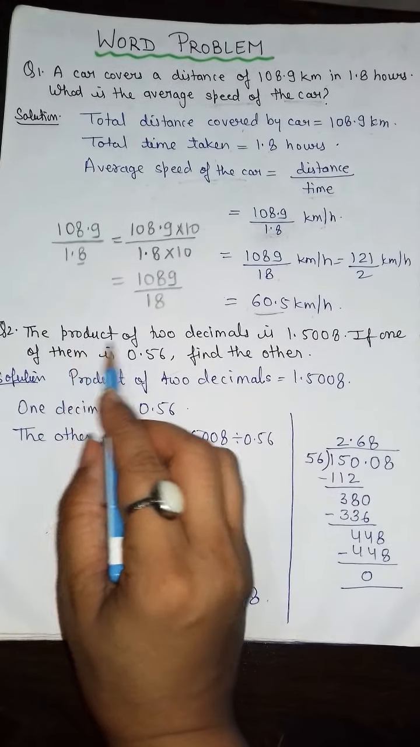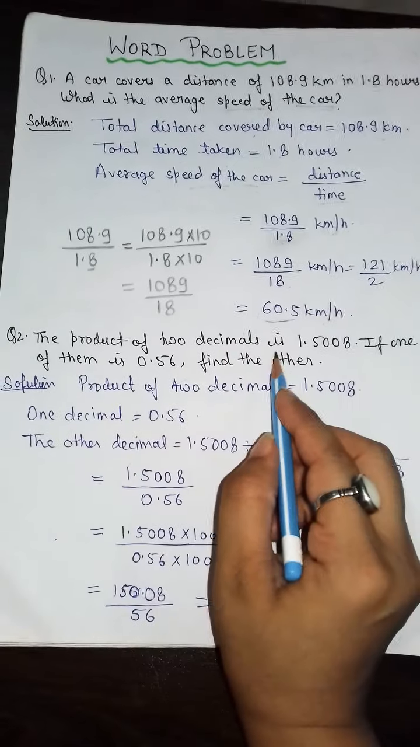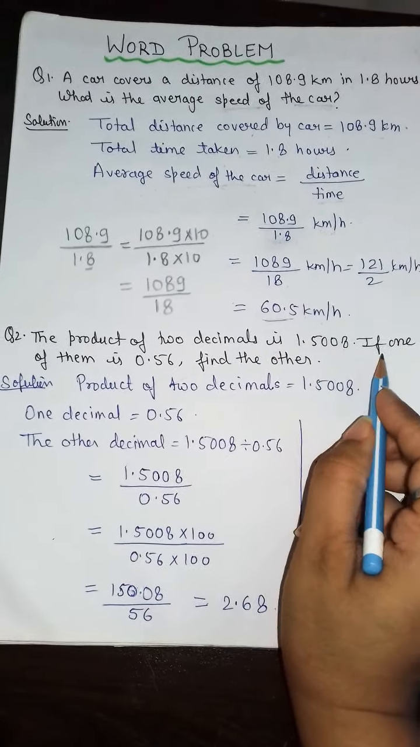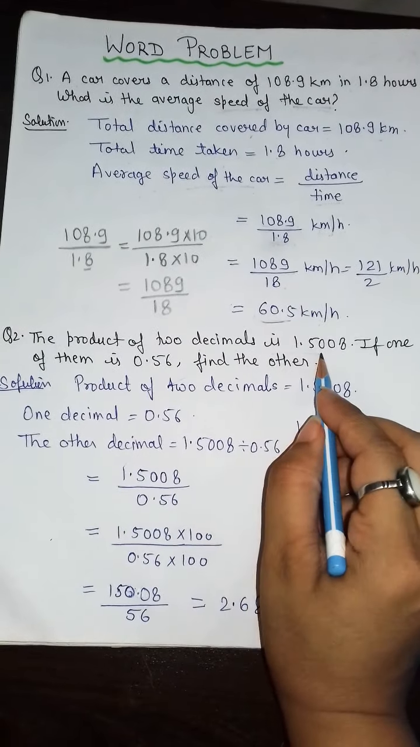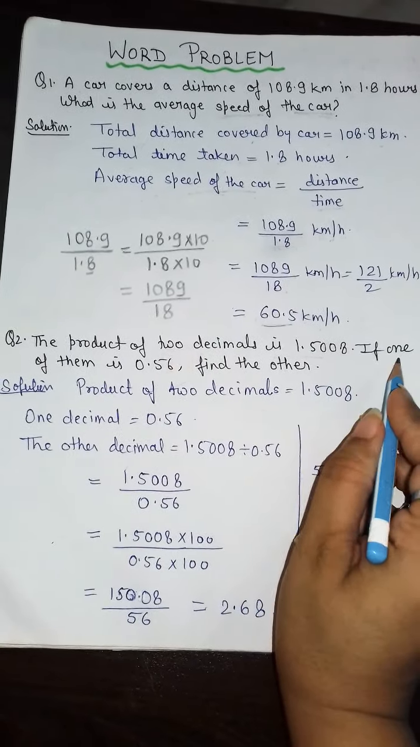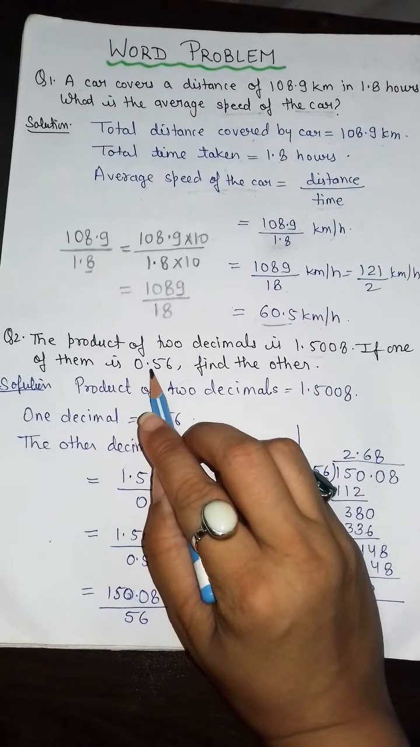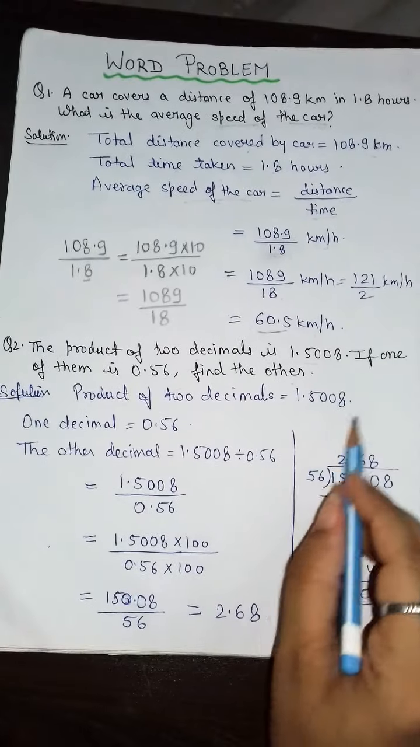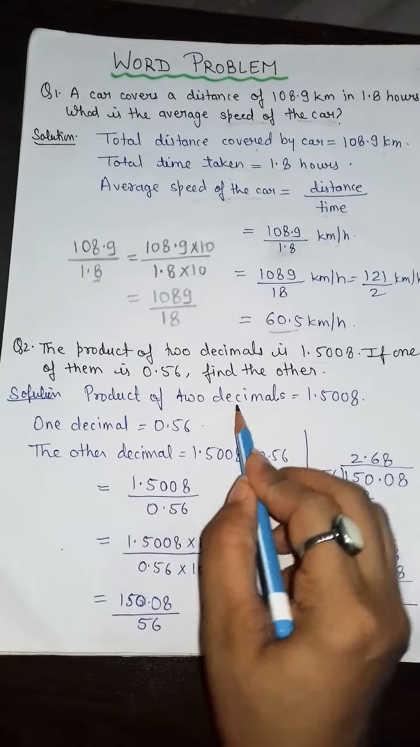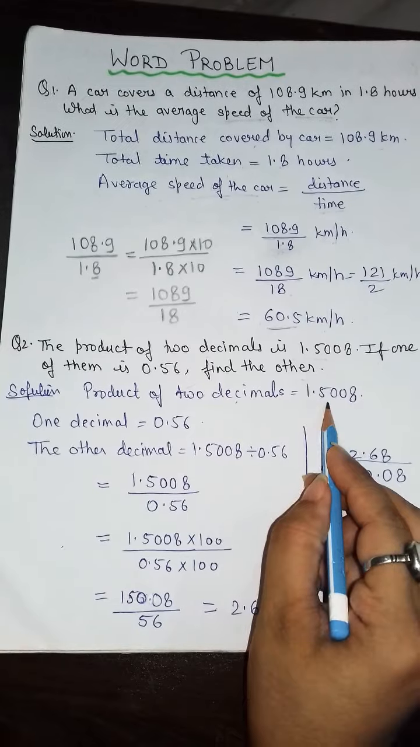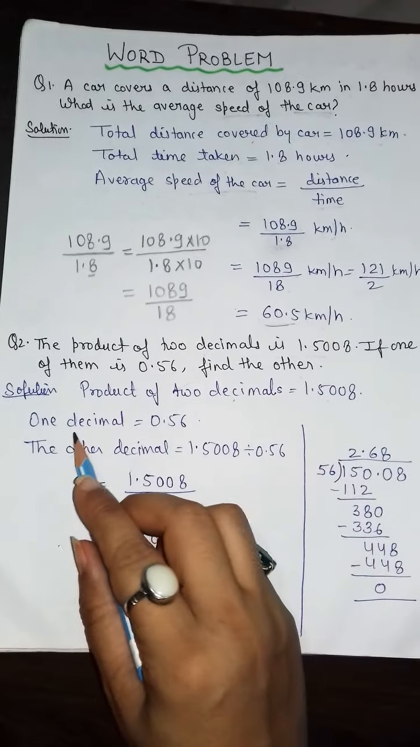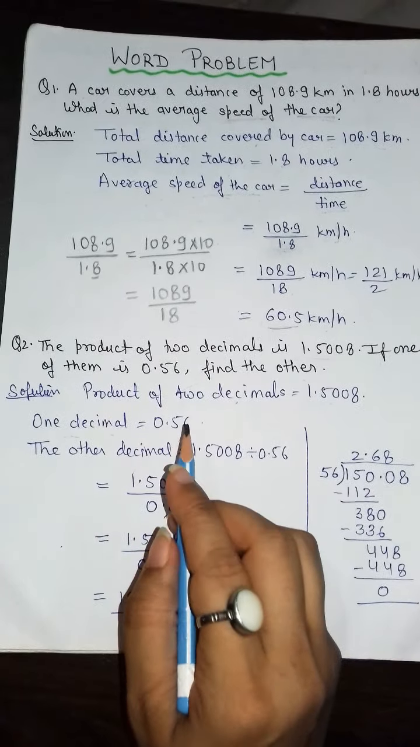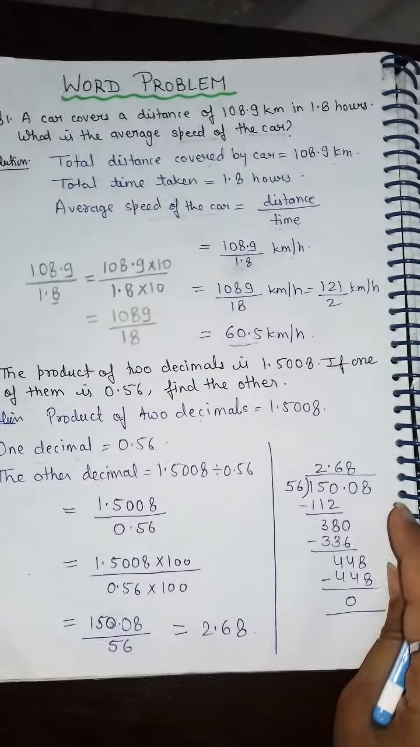Second question: the product of two decimals is 1.5008. If one of them is 0.56, find the other. Here the product of two decimals is 1.5008. Here one decimal is 0.56. So we have to find the other number.